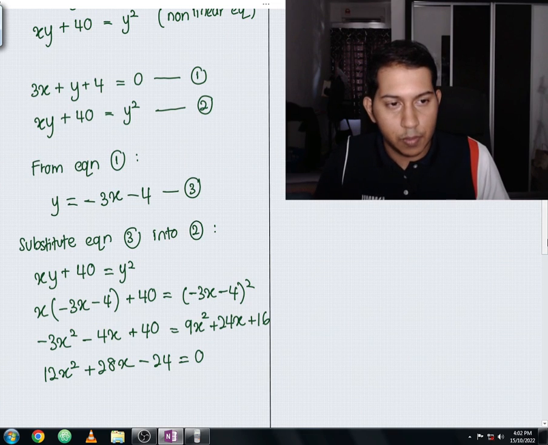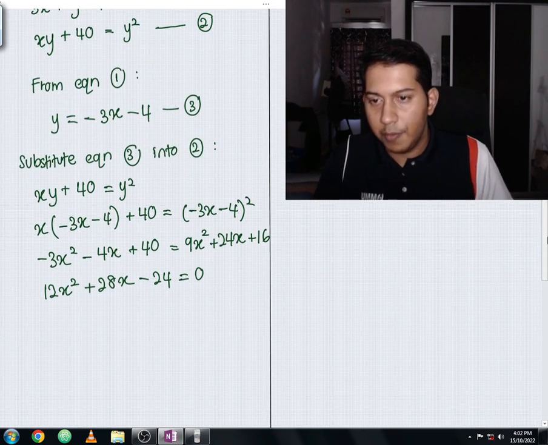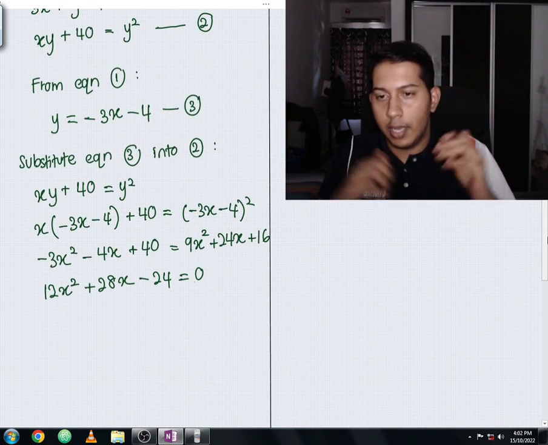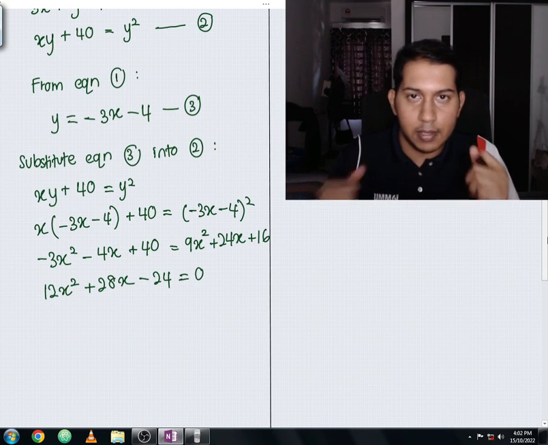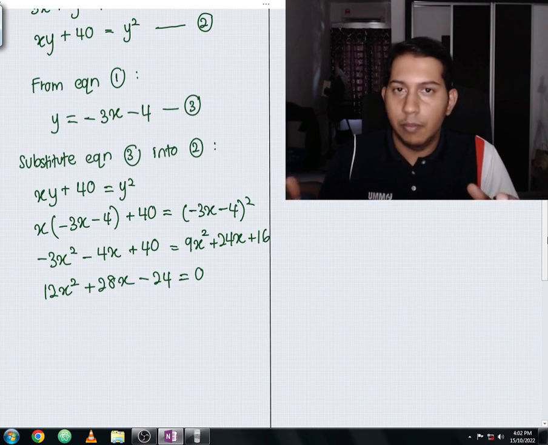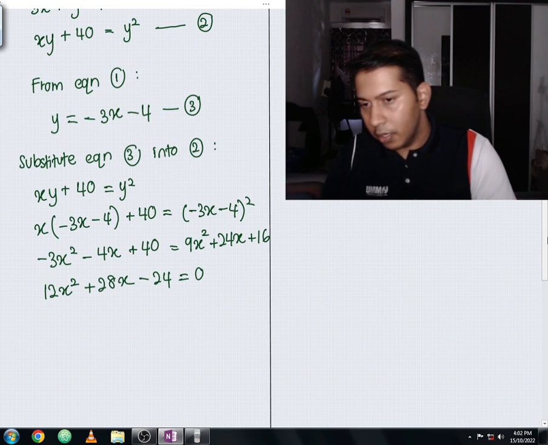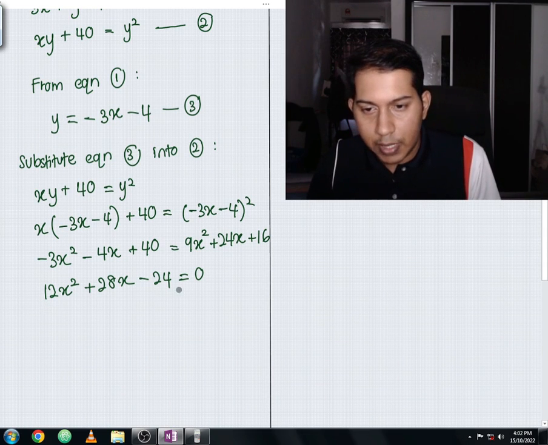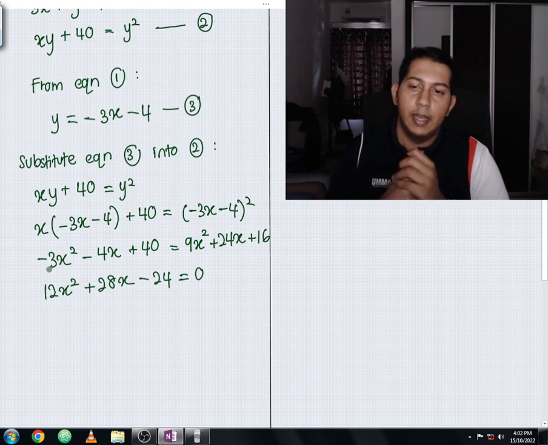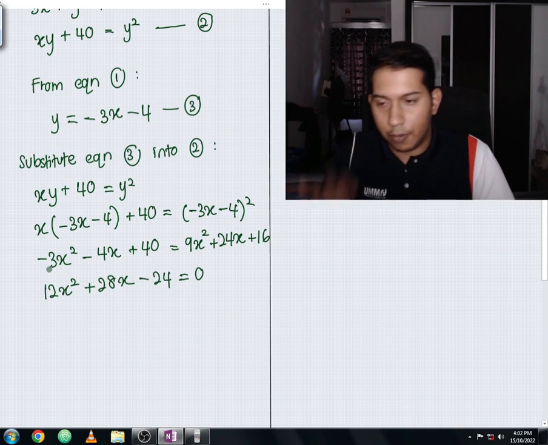Okay, so from here, before we proceed to the factorization, we take a look at this quadratic equation. Ask yourself, can we simplify this equation or not? If we can, proceed to do the simplification. Try to simplify. Okay, so in this case we can simplify by dividing the whole quadratic equation by 4.